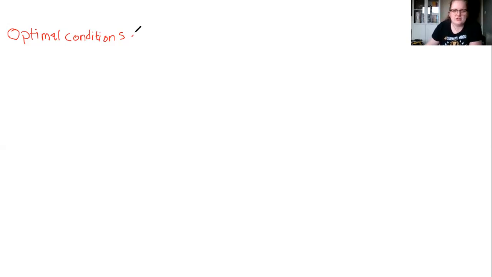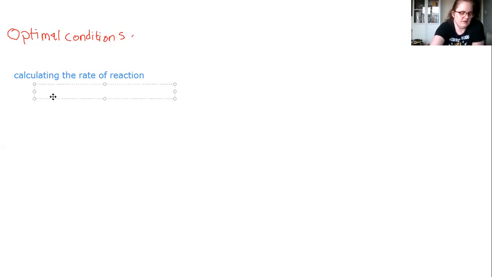And the last little bit is actually calculating the rate of reaction. So let's have a little look at this. Calculating the rate of reaction. We can either calculate it due to the increase in products over time, or we can calculate it due to the decrease in substrates over time, or reactants over time, depending which terminology you want to use.